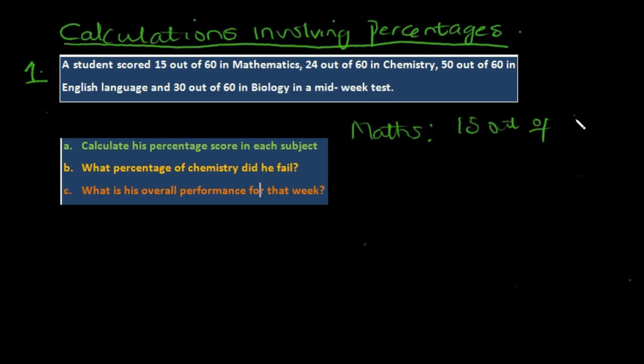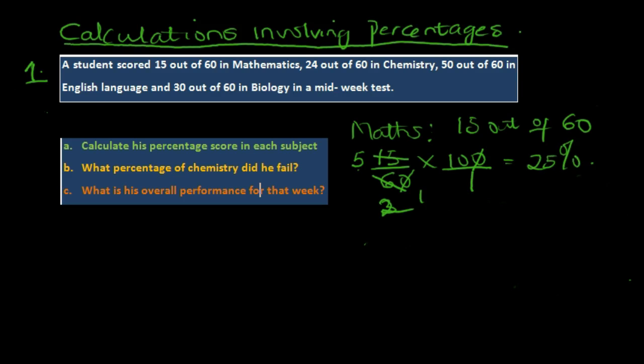So now, in mathematics, he scored 15 out of 60. So what's his percentage score? We have 15 all over 60 multiplied by 100 all over 1. 0 cancels 0. 2 can go in 6 in 3 places. 3 can go in 6 in 2 places. And 3 can go in 15 in 5 places. So we have 5 multiplied by 10, that's 50, divided by 2, which is 25%. That means he had 25% in his mathematics test.